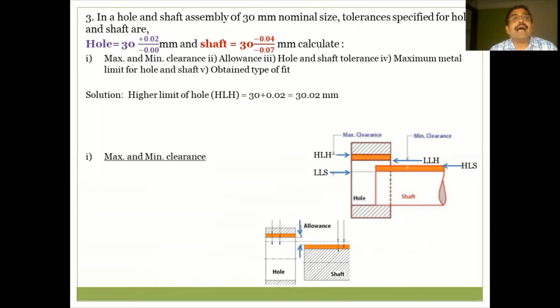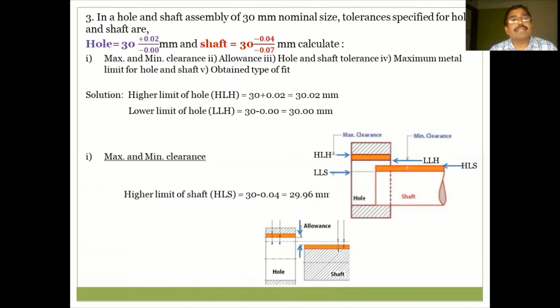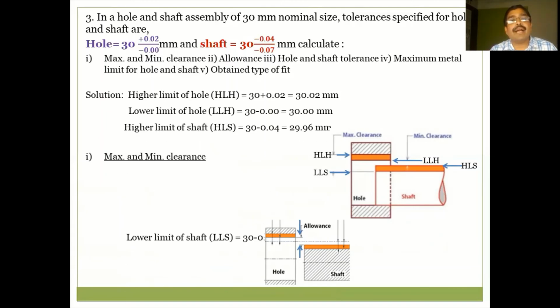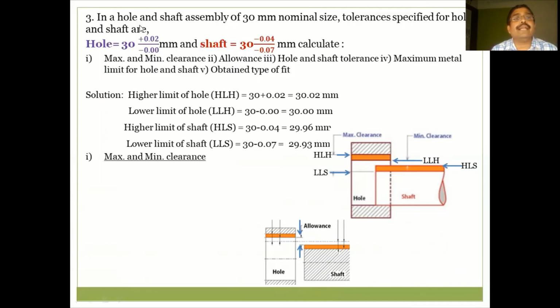So again, I will calculate the higher limit of the hole, the lower limit of the hole, and in the same way the higher limit of the shaft and the lower limit of the shaft. How we are calculating, again you can see here, the data is already given. 30 plus 0.02 will give the higher limit of the hole. In this way I have calculated all the values.